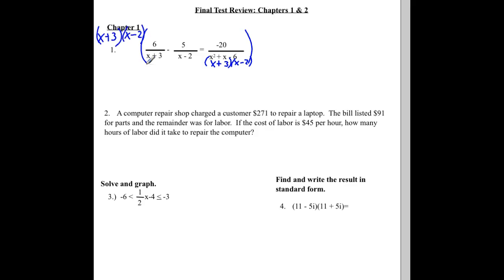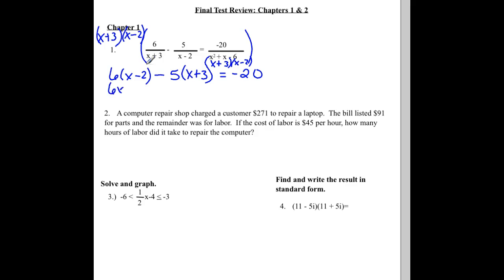So if we multiply every single piece by that, in our first piece, the x plus 3's drop out, and we have 6 times x minus 2. In our second piece, the x minus 2 would drop out, and we would have the 5 and the x plus 3 left. And on the final piece, everything in the bottom cancels with the x plus 3 and x minus 2, so all we have is a negative 20. And now it just becomes a regular linear equation to solve.